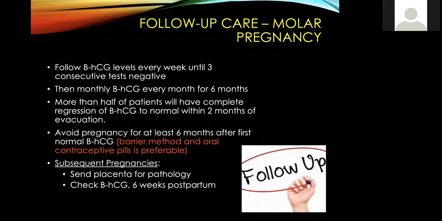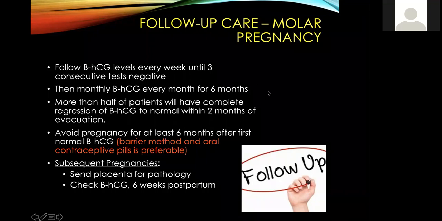The most important advice is asking the patient to avoid pregnancy for at least 6 months after the first normal beta-HCG. Note that it is not the interval between the present pregnancy being evaluated as vesicular mole and then becoming pregnant after 6 months. No, it is after the first normal beta-HCG. So how to prevent pregnancy? You need to give her contraception methods like barrier method or OC pills. OC pills are safe. Okay.